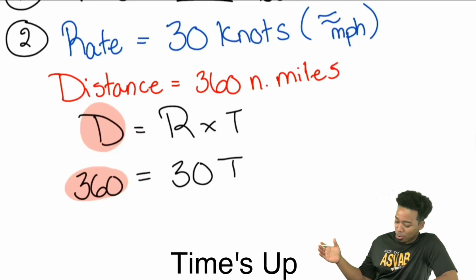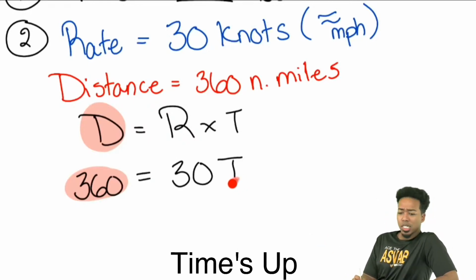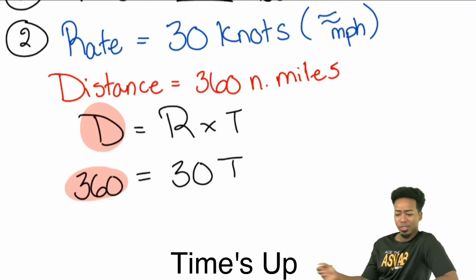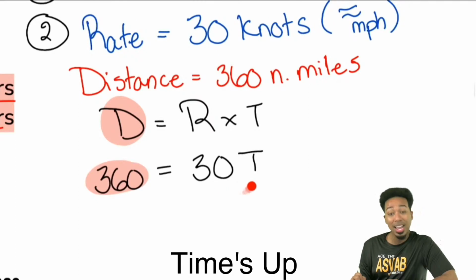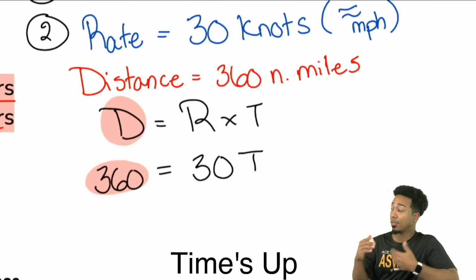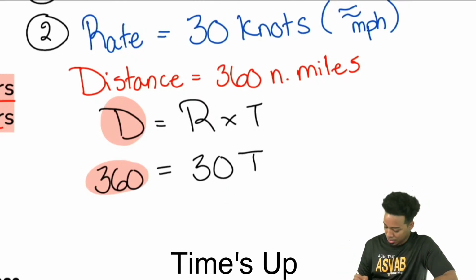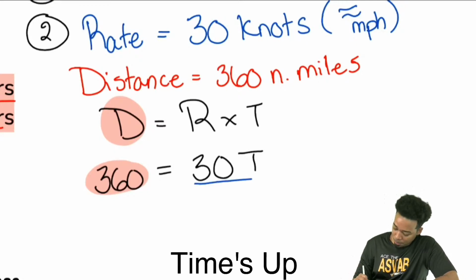We have 360 equals 30t. We're looking at this and saying, hey, that t is not by itself. There's that 30 in the way. How do we kick that 30 out of there? What do I have to do? Divide both sides by what? By 30. Right, because what's currently happening is 30 times t. So to get rid of the 30, we divide it out. And that's exactly what we'll do here. Divide by 30 on both sides.